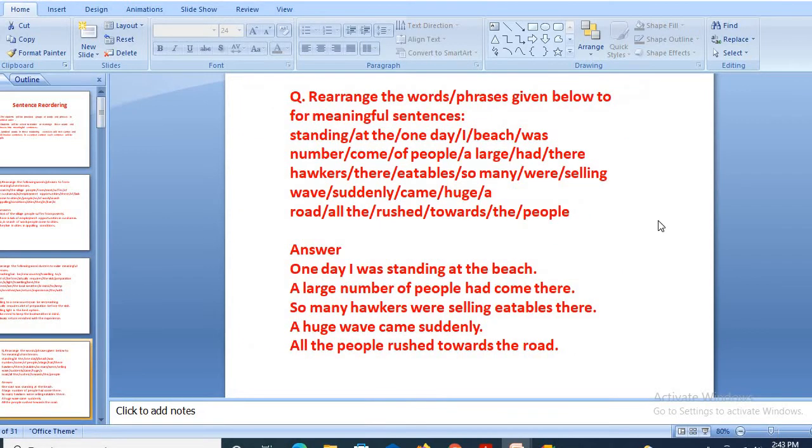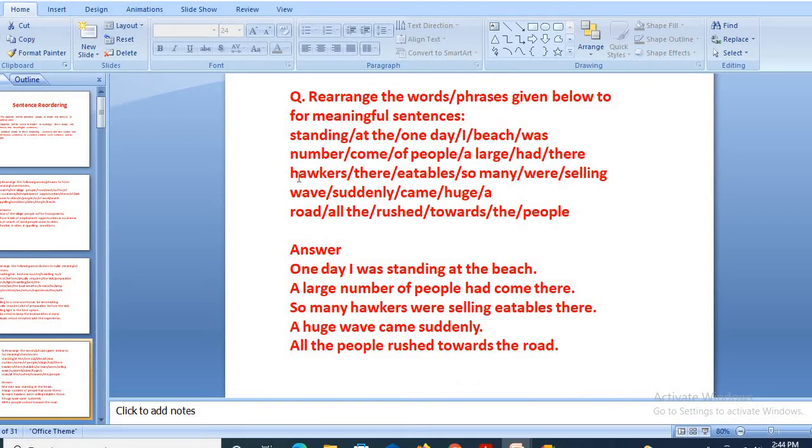I'm showing you some more examples. Suppose you get a question like this: standing, at the, one day, I, beach, was. So what you will be doing? Again you will be rearranging it, isn't it? See, one day I was standing at the beach. Again you see this O is in capital letter.